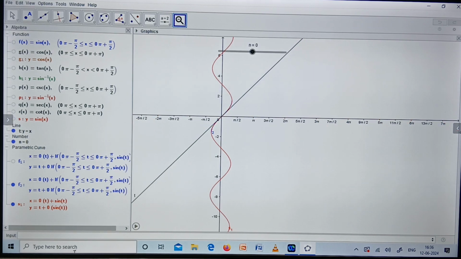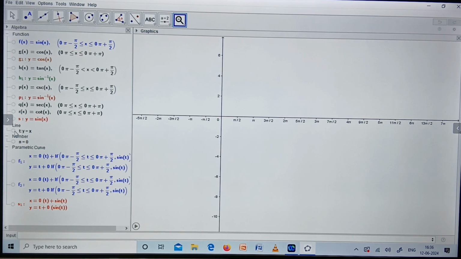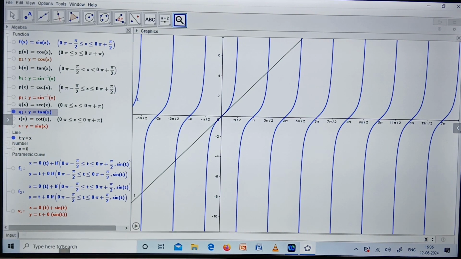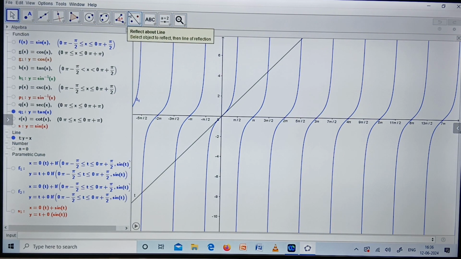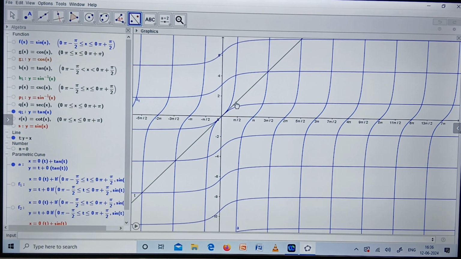I'll just show you one more. Just a last thing. I'll take tan x maybe. Y equal to tan x. This is the graph of tan x. Now how do I find the inverse? Very simple. Just reflect tan x about this line. That will give you the entire reflection of tan x. You see?